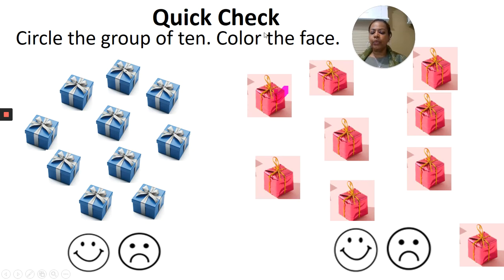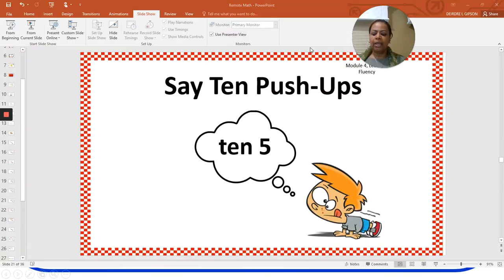So now we're going to do a quick check. You did this last week where you circle the group of 10 and then you're going to color in the happy face. So I'm going to give you a minute to do that. Okay?